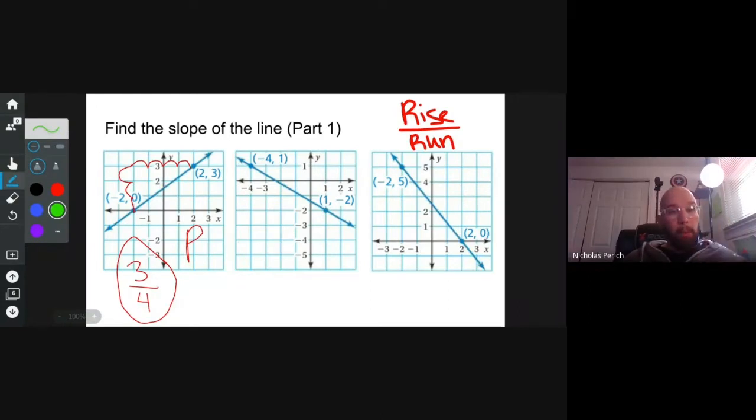Let's do it again. Step 1, pick 2 points. Boom, boom, check. Step 2, determine if it's positive or negative. If I'm going left to right, am I going uphill or downhill? I'm going downhill, so this is negative.